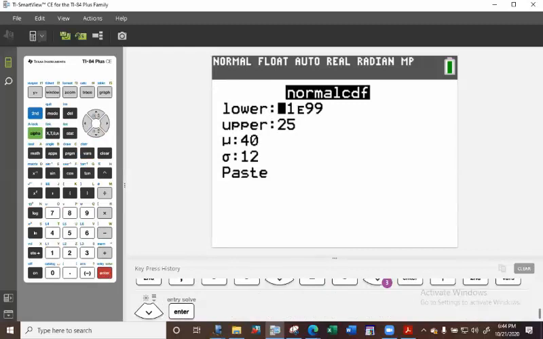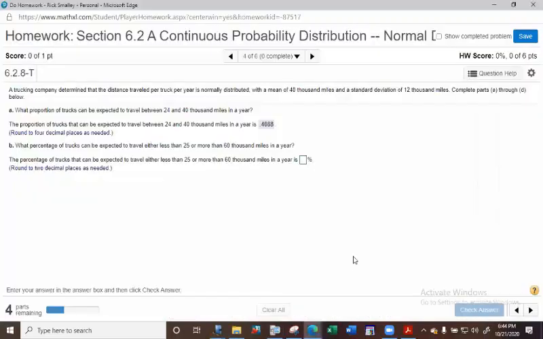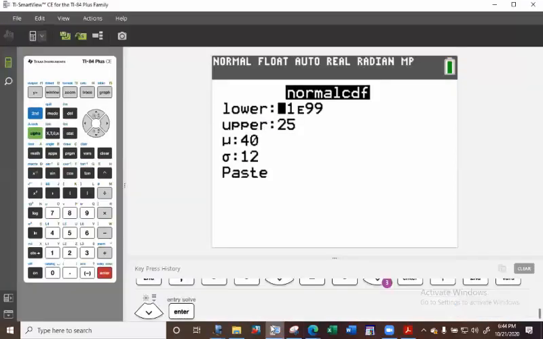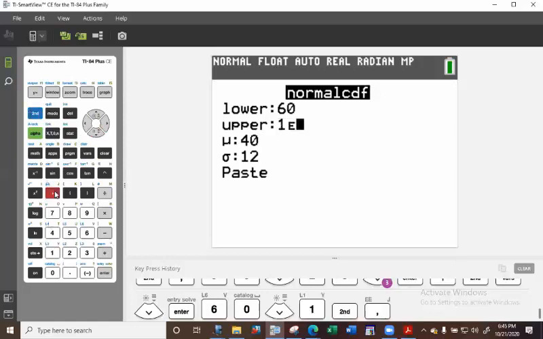Now, this one is a greater than. Let's see what it said. I forgot. Or more than. More than 60. Anytime you do a more than, you start with your lower. Your lower is going to be the number, and then upper is positive infinity, because more than goes to positive infinity. So now I do 1 for +1, second EE, so 1 EE to the 99 is positive infinity. It's the same problem, so it has the same mean, same standard deviation. So that's the second part of this problem.